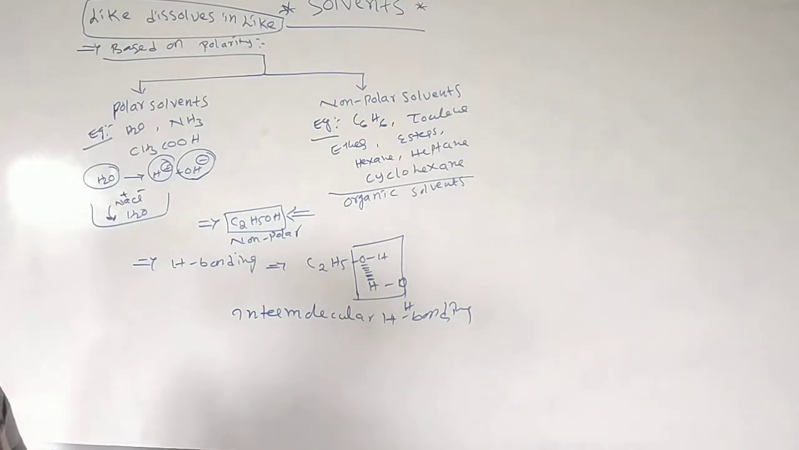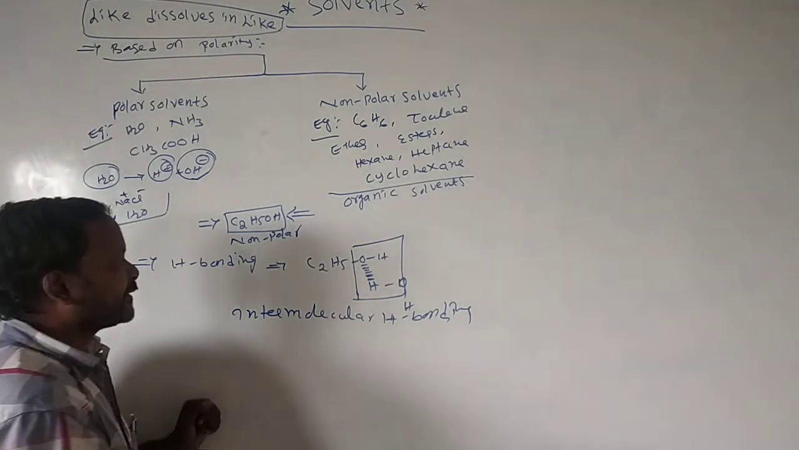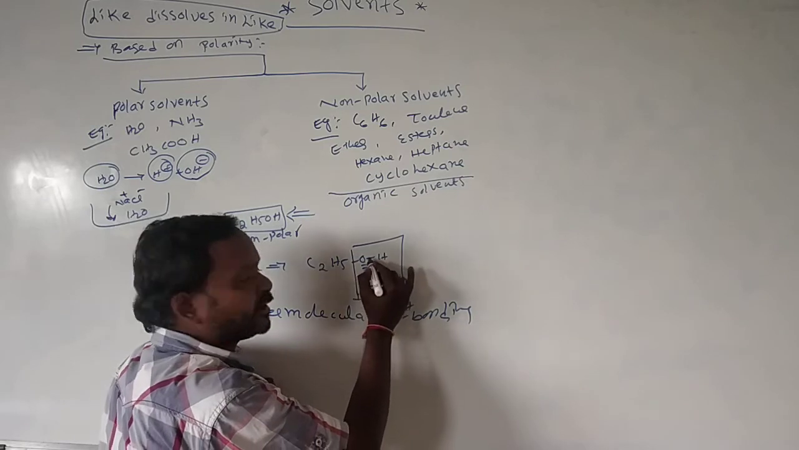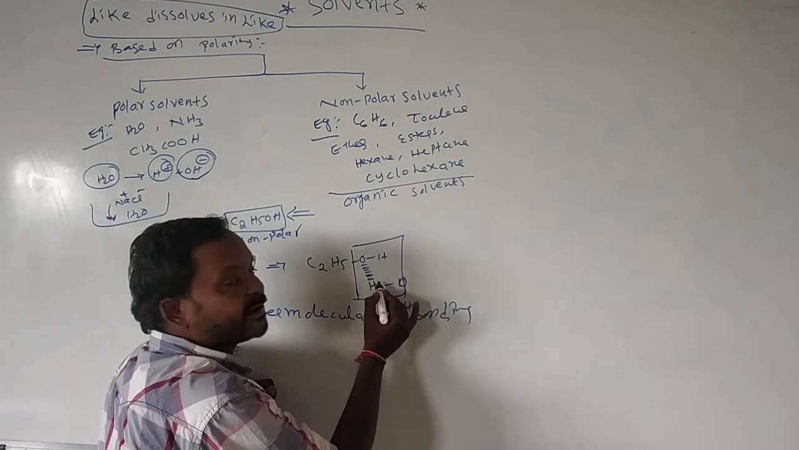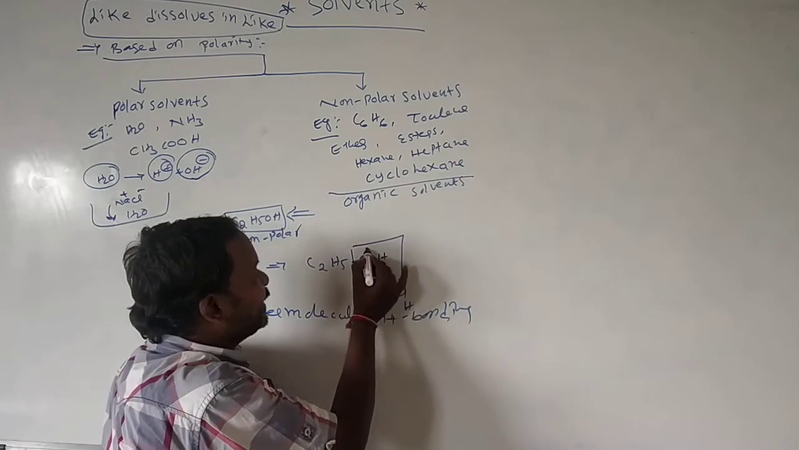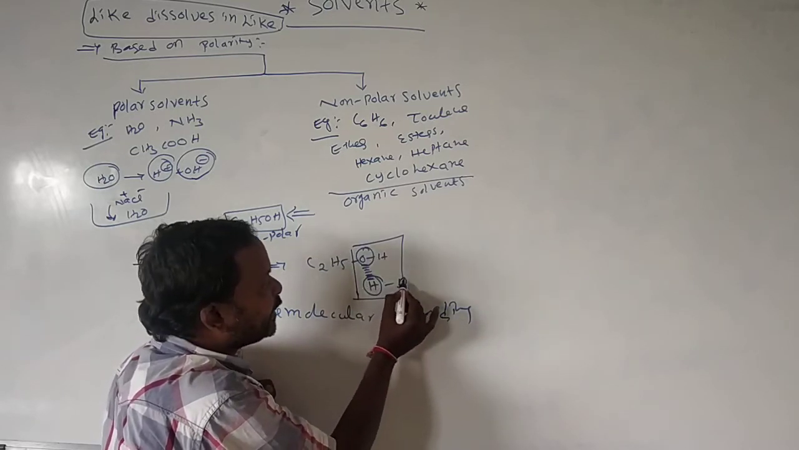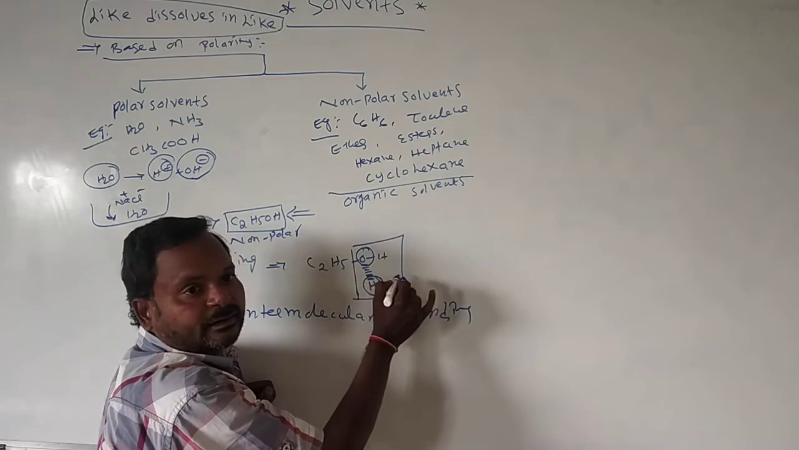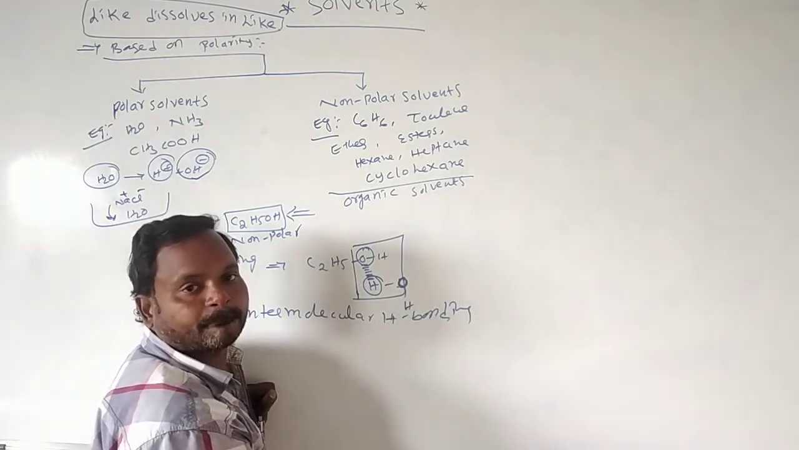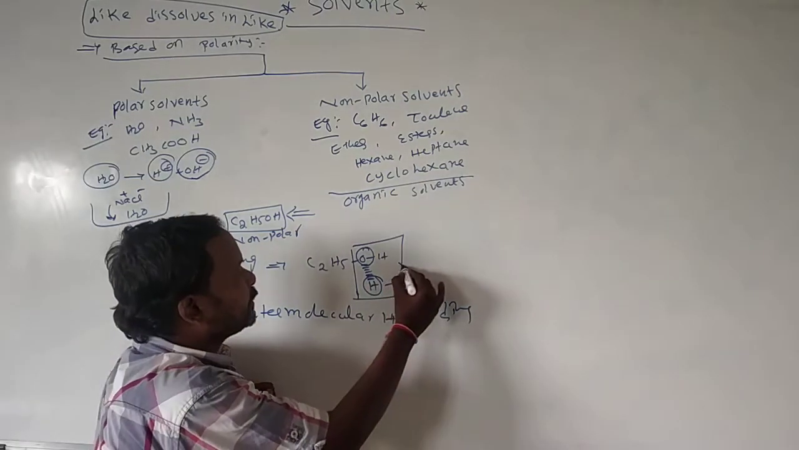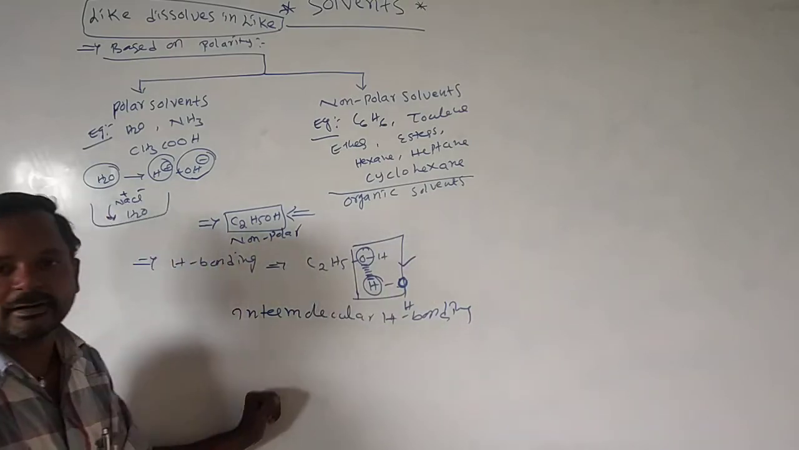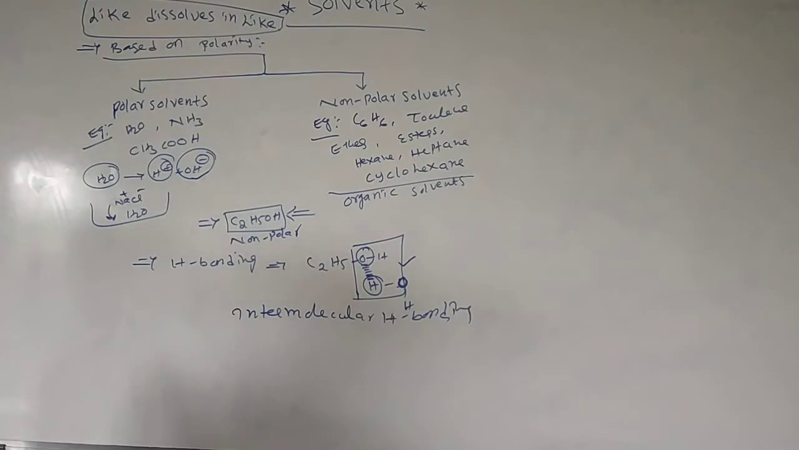What is the meaning of hydrogen bonding? The weak attraction forces between a highly electronegative atom and hydrogen, which should be attached to an oxygen atom or another highly electronegative atom, we call hydrogen bonding. Hydrogen bonding may be of two types: one is intramolecular hydrogen bonding and the other is intermolecular hydrogen bonding.